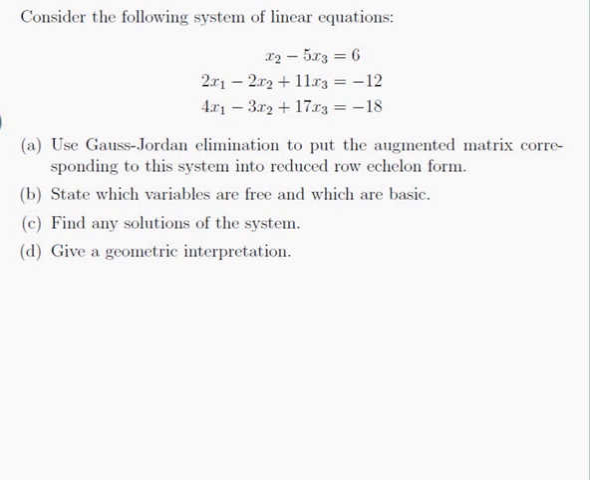A. Use Gauss-Jordan elimination to put the augmented matrix corresponding to this system into reduced row echelon form. B. State which variables are free and which are basic. C. Find any solutions of the system. D. Give a geometric interpretation.